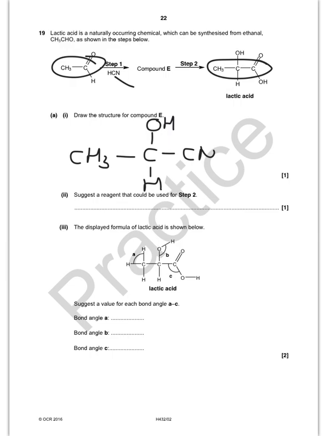What reagent could be used for step 2? Well, this is reacting it with aqueous acid. So H plus aqueous. Displayed formula of lactic acid is shown below. Suggest a value for the bond angles.